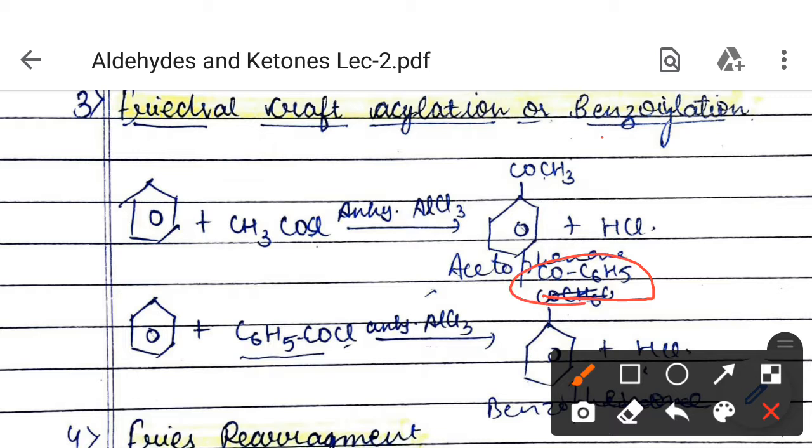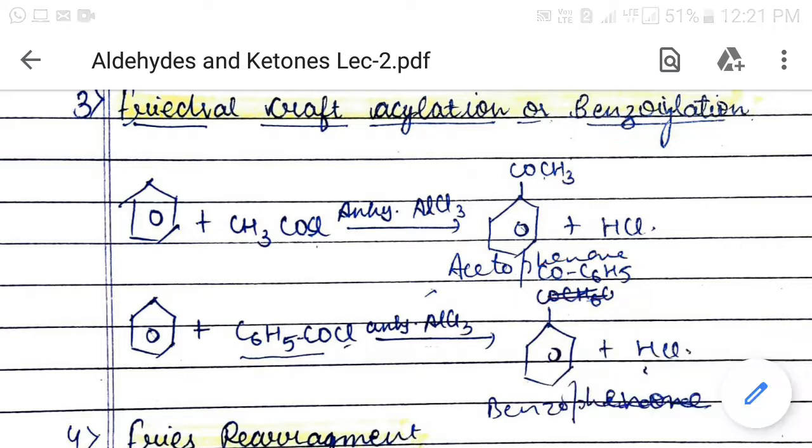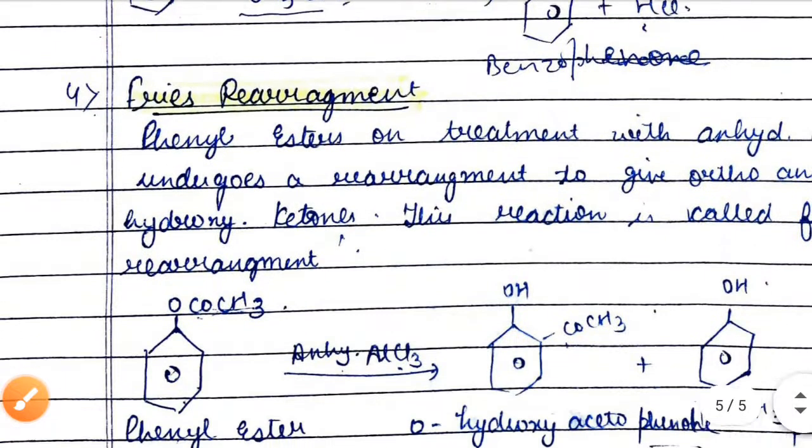This reaction is called benzoylation. So if benzoyl chloride is used, then the reaction is called a benzoylation reaction. If acyl chloride is used, then the reaction is called an acylation reaction. And so next is Fries rearrangement reaction.